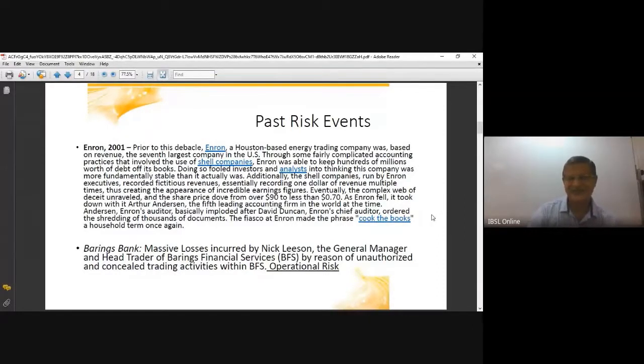So this fiasco is what you call, in accounting, we say they have cooked the books. That name, cook the books, in accounting jargon came to be known only with this Enron's debacle. So this was one of the major events where the history of risk management records. So in fact, their auditors were sued.